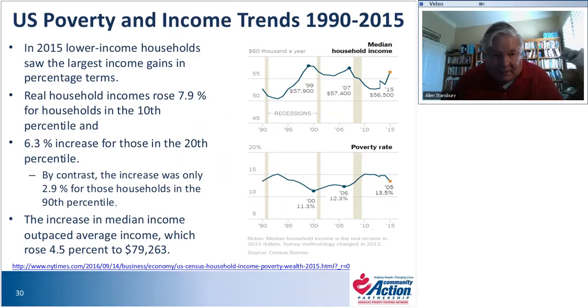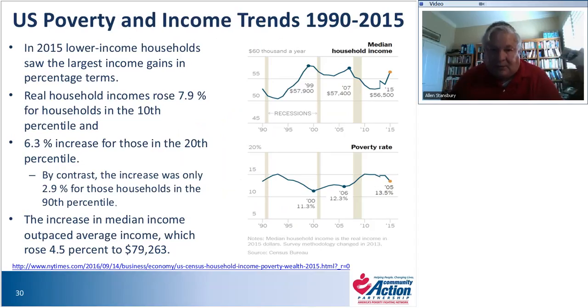Yeah, again, this is out of the U.S. Census that the New York Times published recently, and this shows the up and down, the volatility of the median household income. The highest was back in 1999, almost 58,000, and in 2015, 56,500. That's the highest we've seen in the last 10 years, since before the recession.